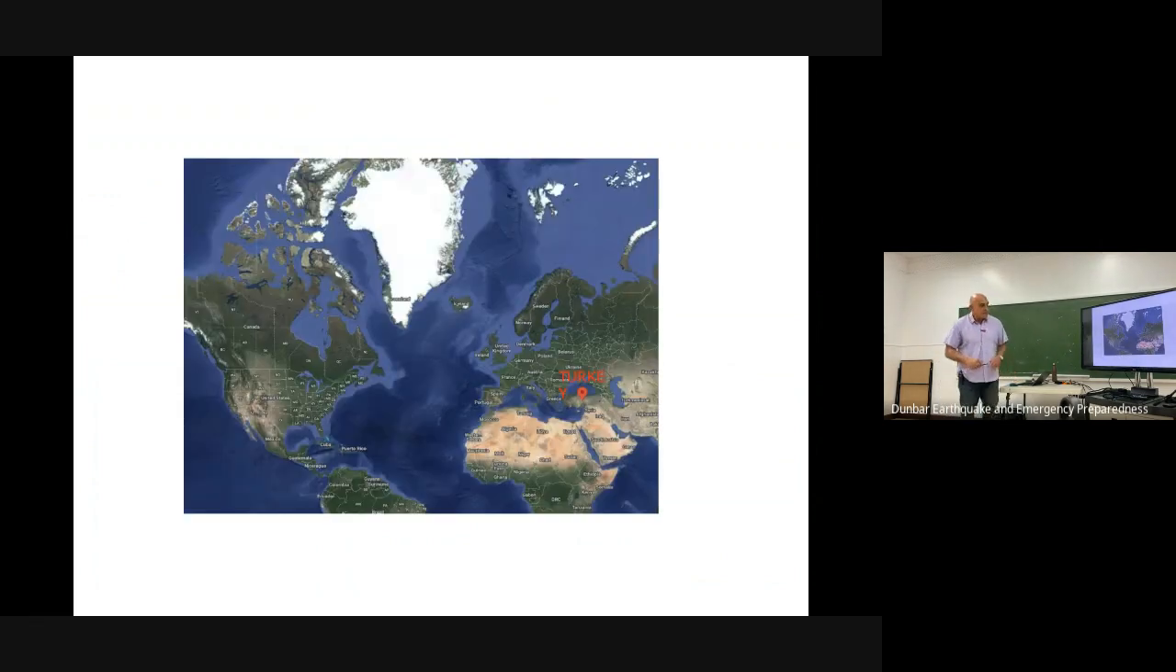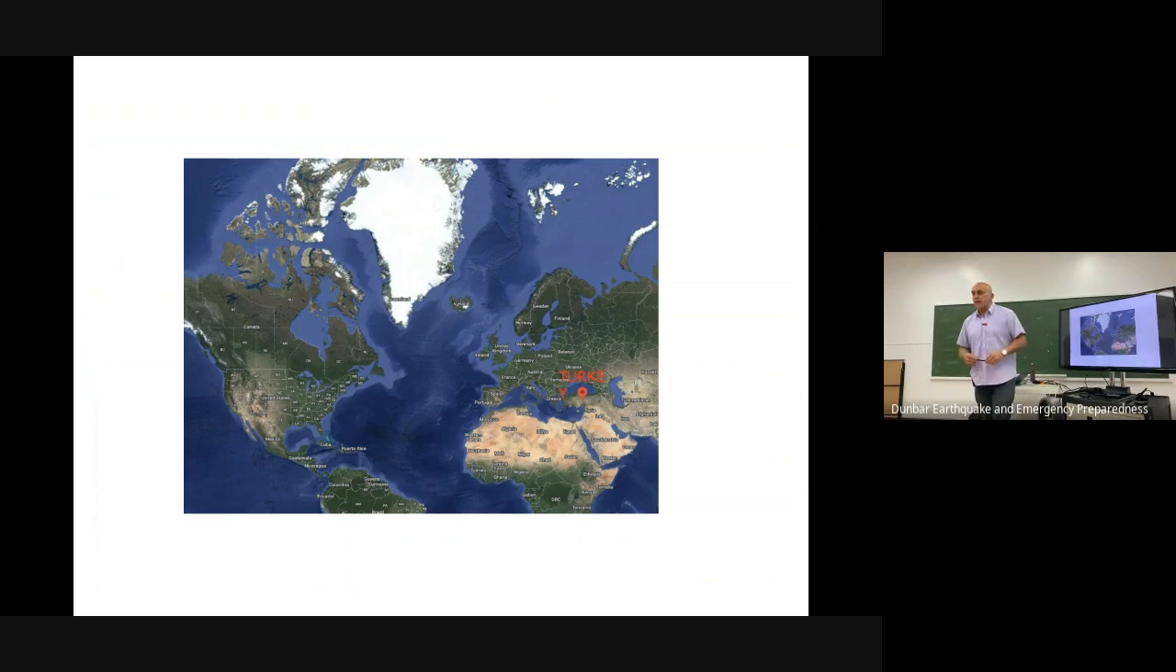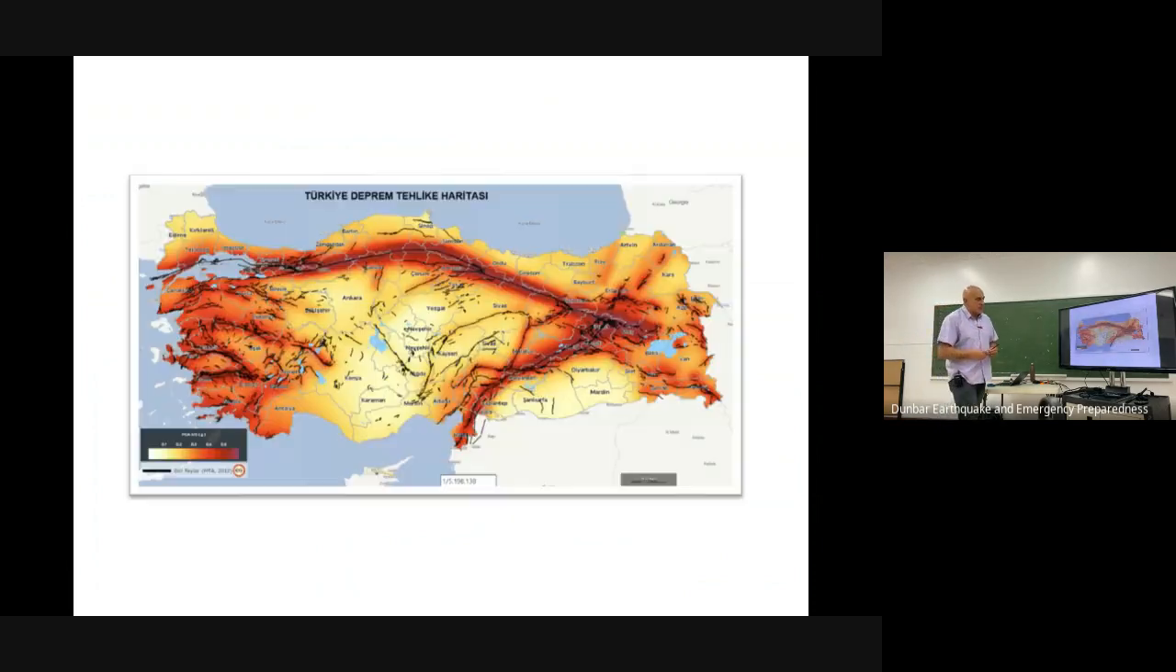So we're talking about this region in the world. Turkey here is a region in terms of earthquakes. All this region has been affected by earthquakes over the years and over the centuries. There are a lot of historical events, and Turkey is one that is very active. And here's a map of Turkey.